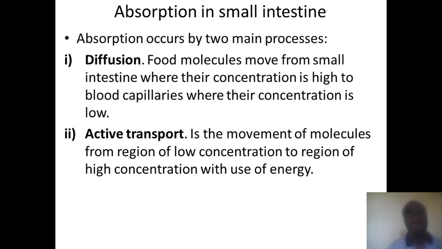The second mechanism is active transport, which is the movement of molecules from a region of low concentration to a region of high concentration with the use of energy. This is the opposite of diffusion. Here, there are some food nutrients whose concentration is high in blood, but we still need them. So such nutrients are absorbed by active transport.